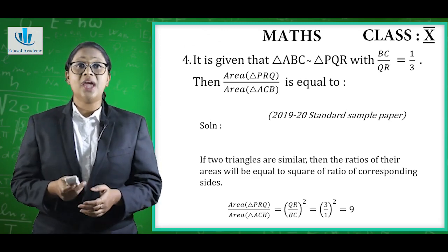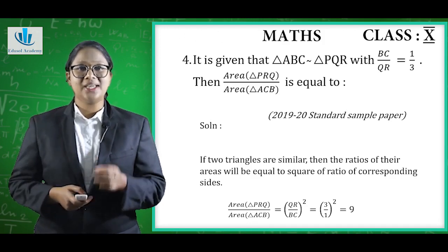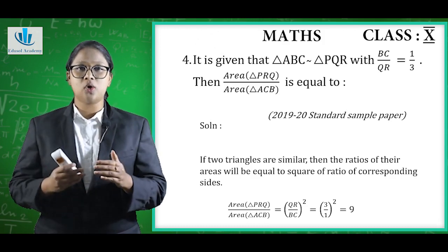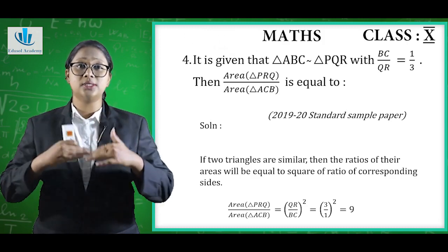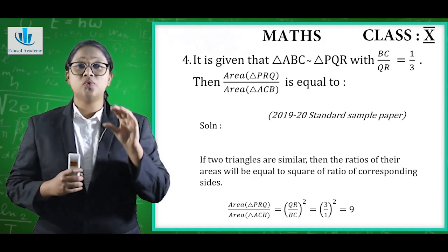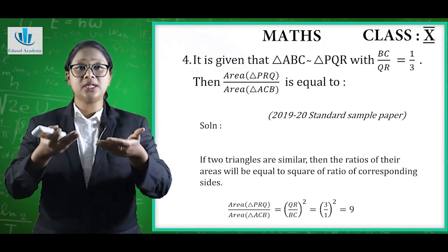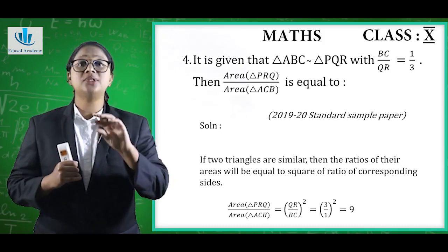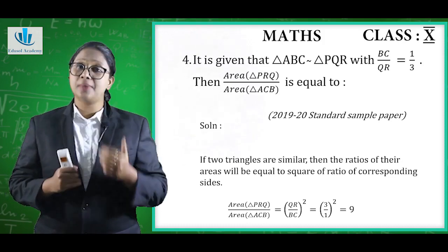So, and we have to remember another thing here. The ratio that had been given in the question is BC by QR is equal to 1 by 3, which means that the part of triangle ACB is in the numerator and the part of PRQ is in the denominator. But the question has clearly stated to find the ratio of area of PRQ. So PRQ is in the numerator, ACB is in the denominator. So we have to take the reciprocal of the ratio. 1 by 3 had to be made 3 by 1.